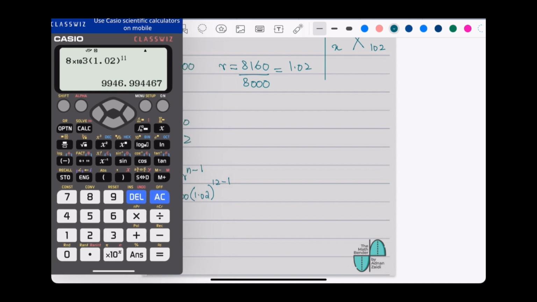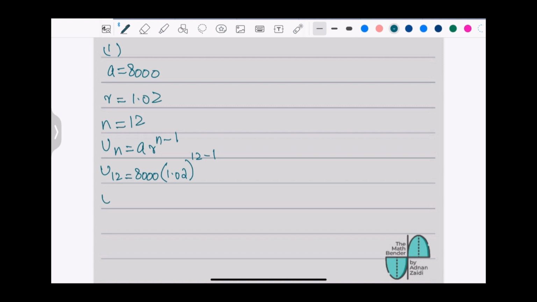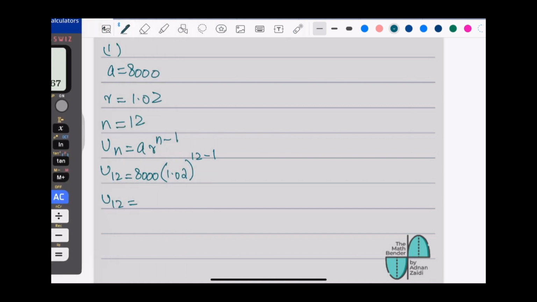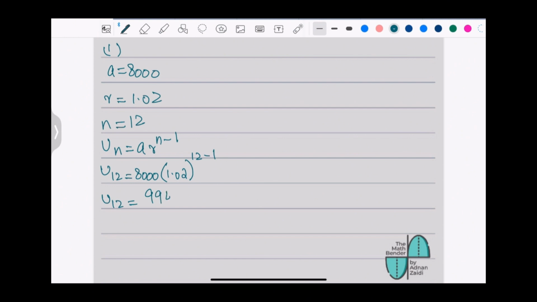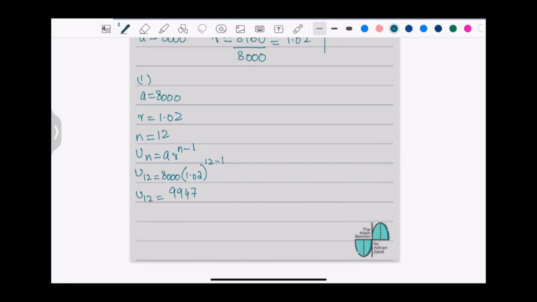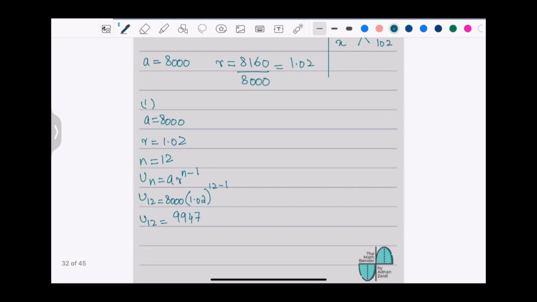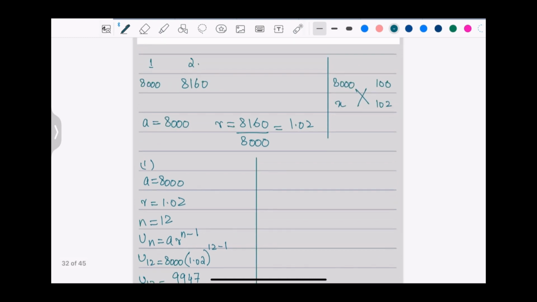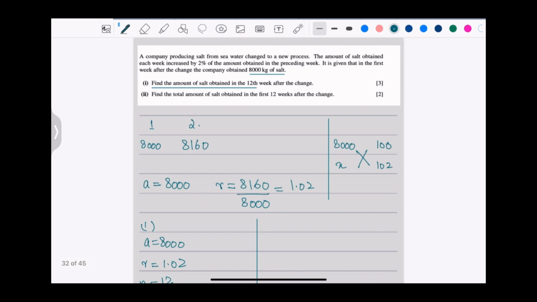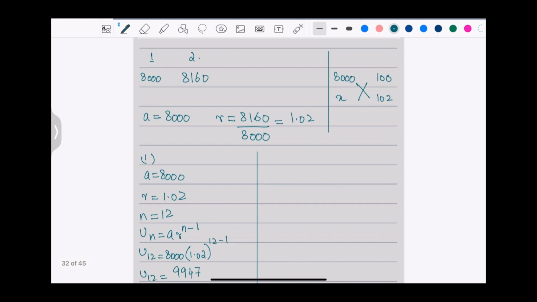Which gives you 9946.9. In fact, it gives you 9947, rounding it off, kilograms of salt during the 12th week. Find the total amount of salt obtained in the first 12 weeks after the change.